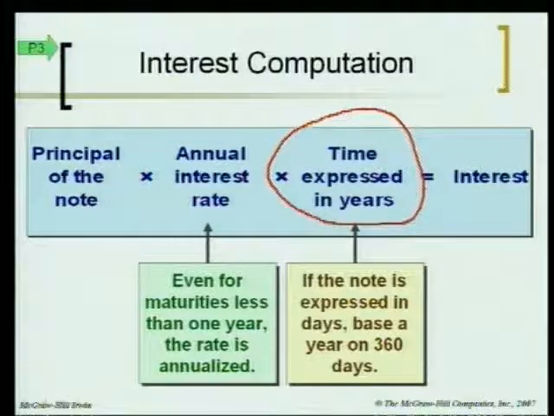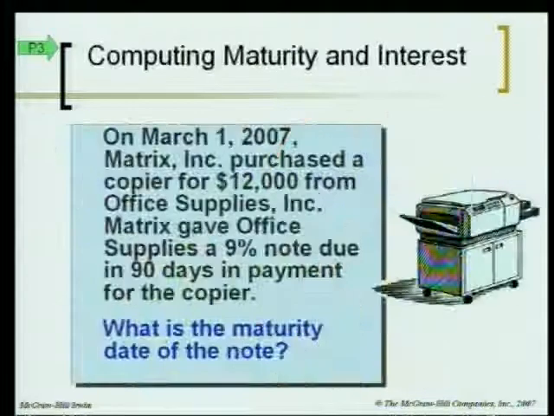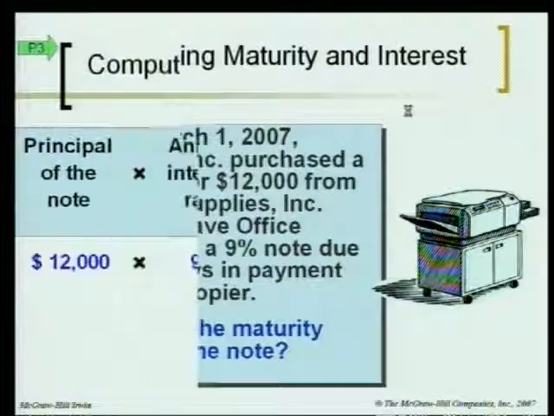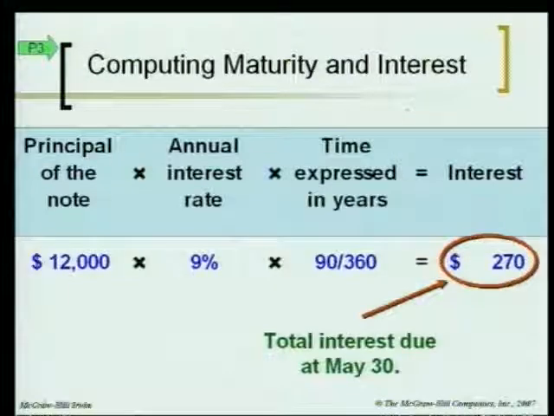Let's look at an example. I think this will clarify. On March 1 of 07, Matrix Inc. purchased a copier for $12,000 from Office Supplies. Matrix gave Office Supplies a 9% note due in 90 days in payment for the copier. Okay. So, in 90 days, Matrix Inc. has to pay $12,000, but they also have to pay some interest. How much interest do they have to pay? Well, you take the principal of the note, which is $12,000.